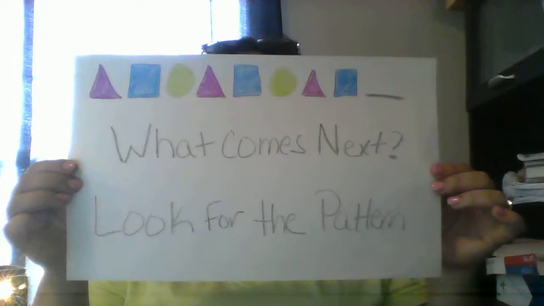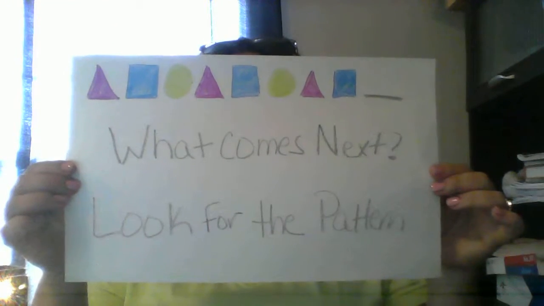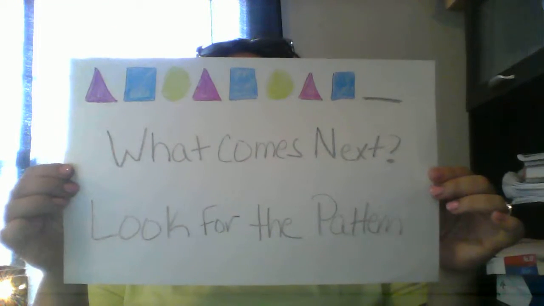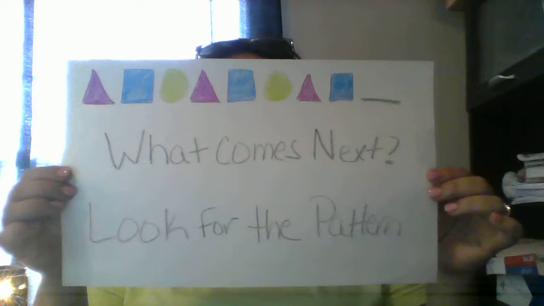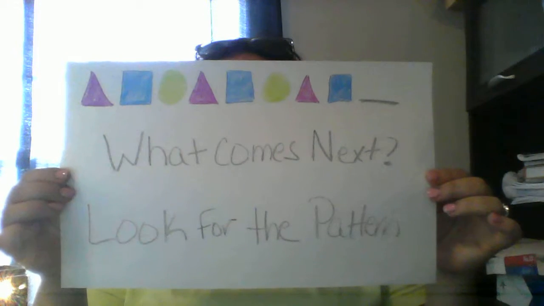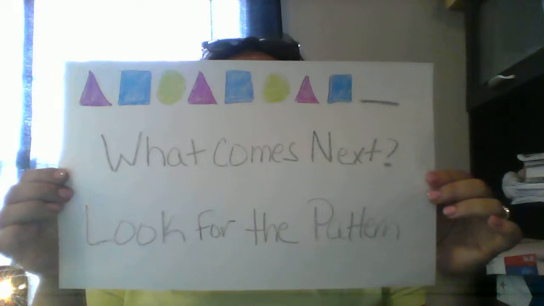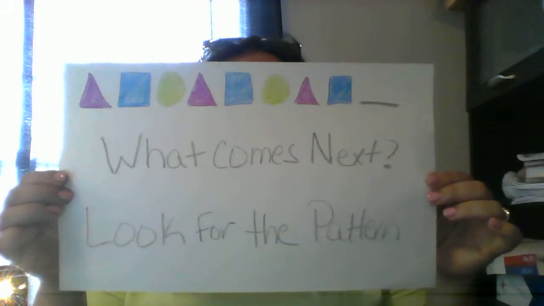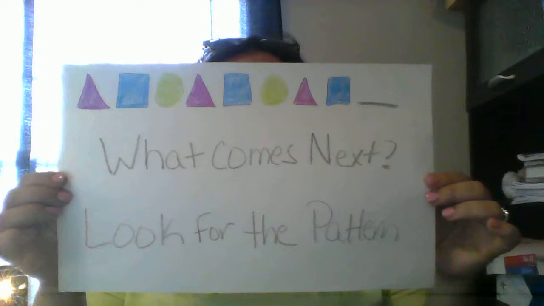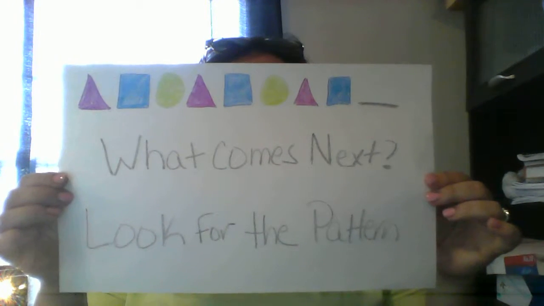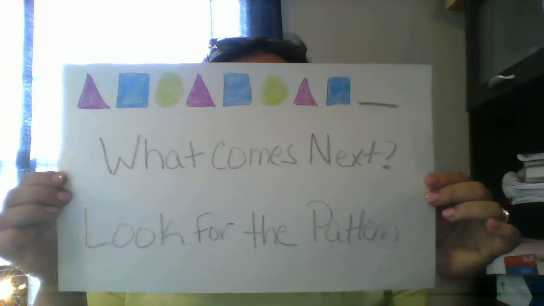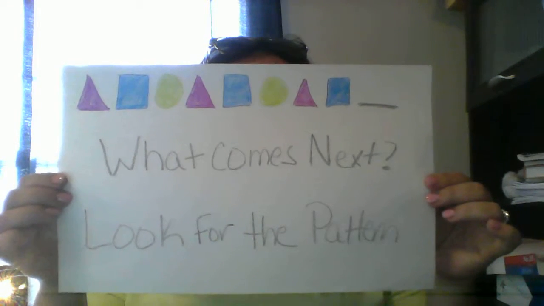Let's put that to use again, looking for the shapes. We have a triangle, a square, a circle, a triangle, a square, a circle. Do you see a pattern? Do it along with me. If we have a triangle and a square, based on that first two sets of shapes, we should be looking for a circle. Am I correct?